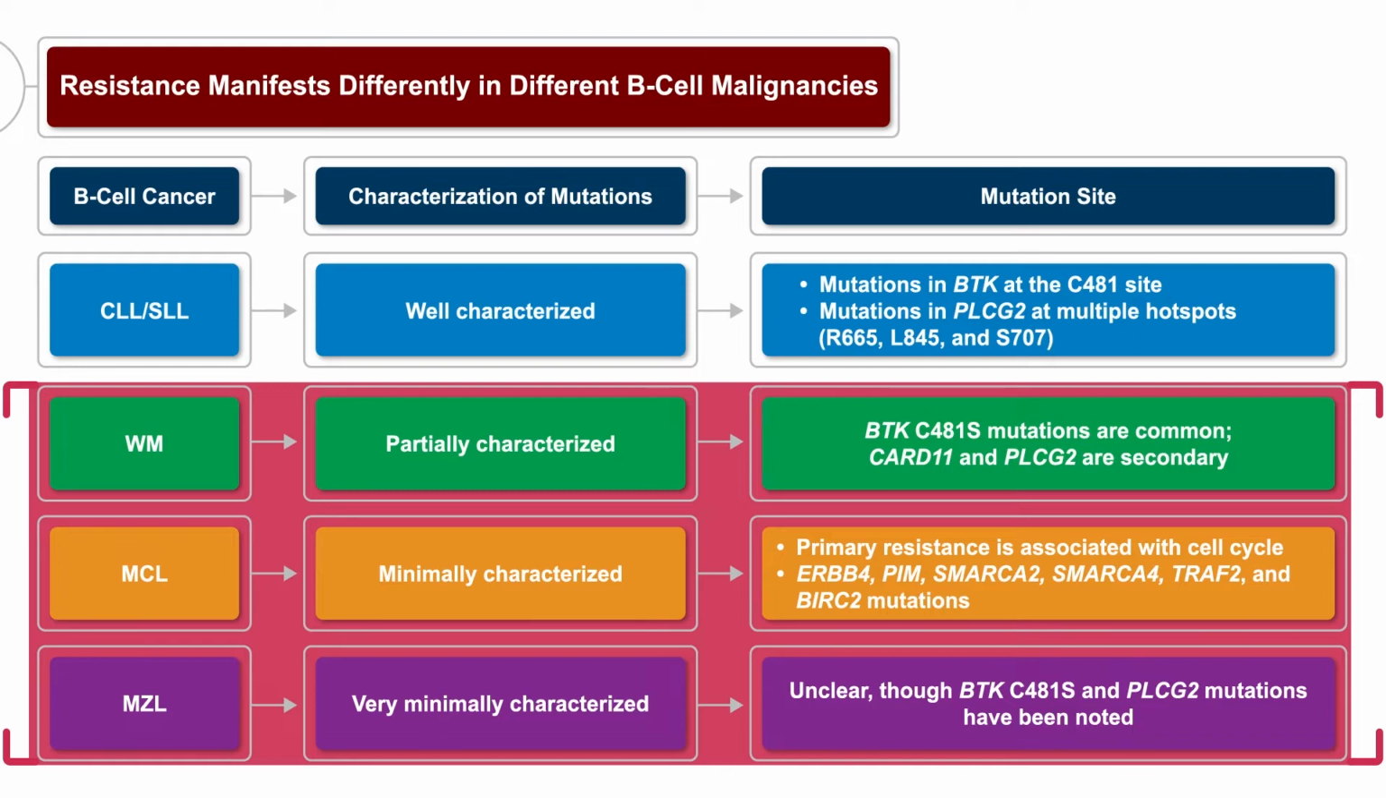In diseases like Waldenstrom's macroglobulinemia, mantle cell lymphoma, and marginal zone lymphoma, the characterization of these mutations is less defined, although we do see some similar patterns, such as BTK mutation, binding site mutations, and then there are resistance mutations in mantle cell that lead to primary resistance associated with cell cycle. Again, there's much to be learned about this, and for a useful reference on BTK resistance, please download the practice aid we provided that summarizes these relevant mutations.